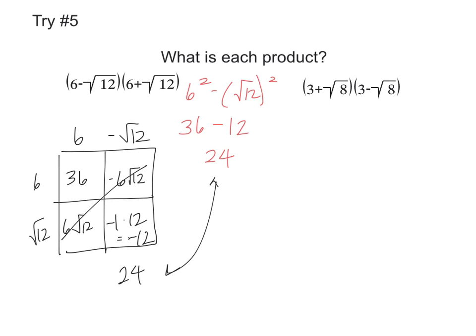All right. So without even doing the box method on the last one, I'll just do this second approach. Because they're conjugates, it's really 3 squared minus the square root of 8 squared, which is really 9 minus 8, which is 1.